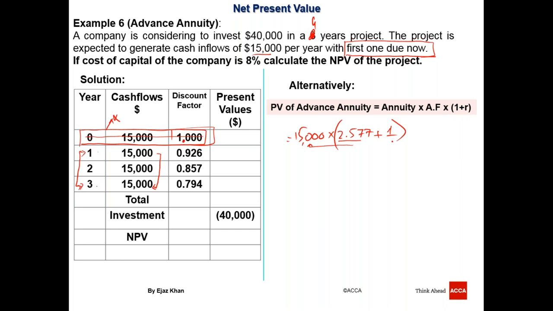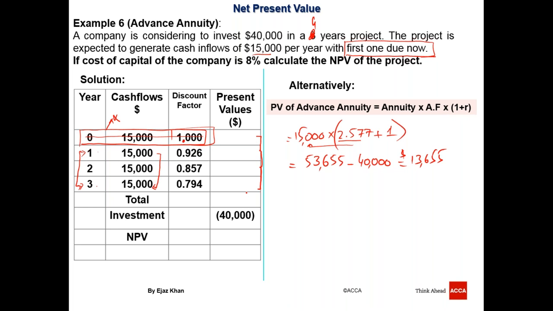So it will be 3.577 multiplied with 15,000. May I know the answer? $53,655. Now this is the present value of cash inflows from year 0 to year 3. It includes the present value of all four cash inflows. Then we need to subtract 40,000 to get the net present value. $13,655.